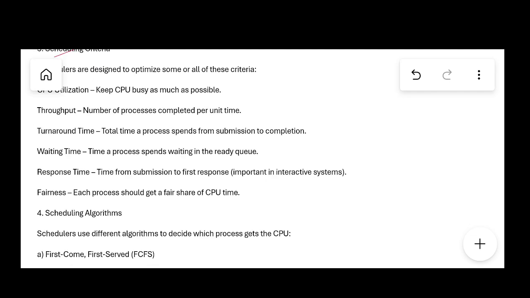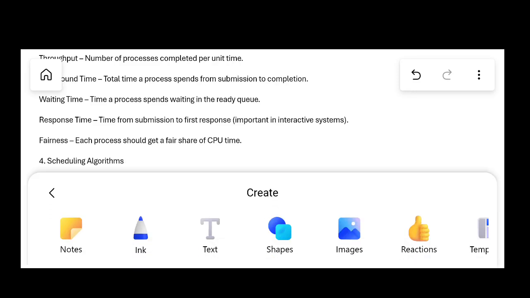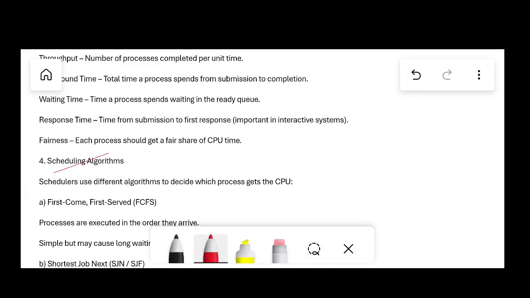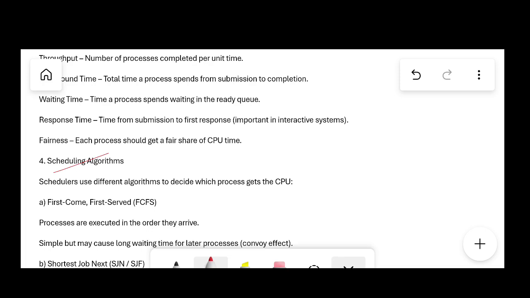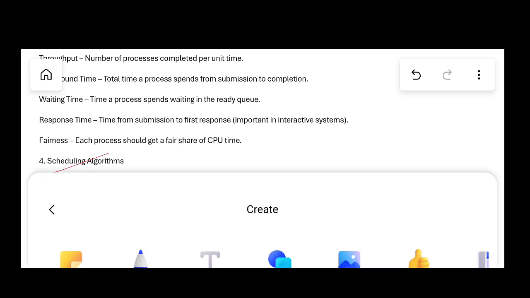Then scheduling algorithms. Now let's look at how the scheduler actually chooses a process. There are several algorithms basically. The first one is first come first serve, FCFS.